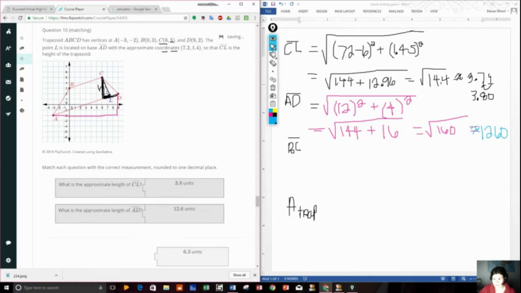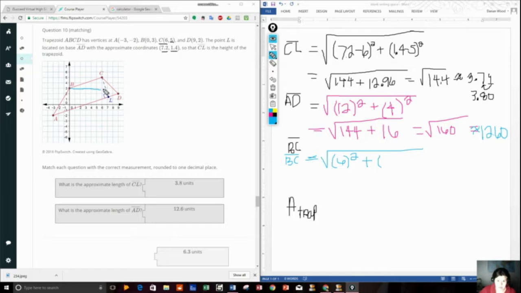Alright, so now we have BC. BC's length is going to equal, I'm going to write it down here, BC is going to equal the square root, again, of our horizontal distance, which we can find by counting. So we're going to count horizontally 1, 2, 3, 4, 5, 6. So it's our horizontal distance squared plus our vertical distance, and we can count that as well.